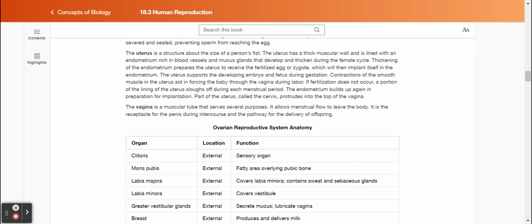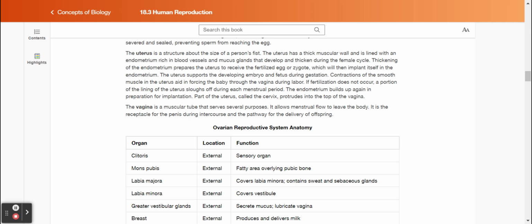The uterus is a structure about the size of a person's fist. The uterus has a thick muscular wall and is lined with an endometrium rich in blood vessels and mucus glands that develop and thicken during the female cycle. Thickening of the endometrium prepares the uterus to receive the fertilized egg or zygote, which will then implant itself in the endometrium. The uterus supports the developing embryo and fetus during gestation.